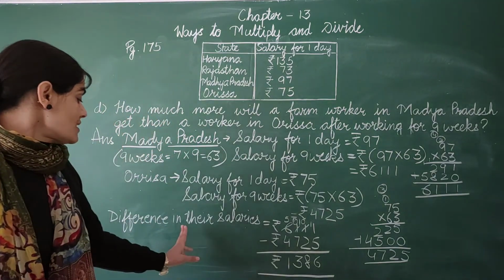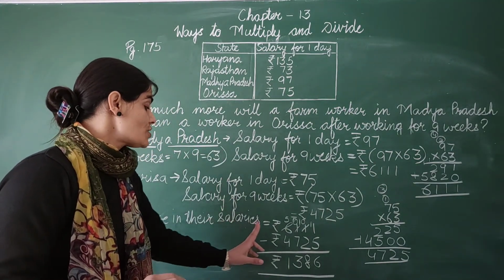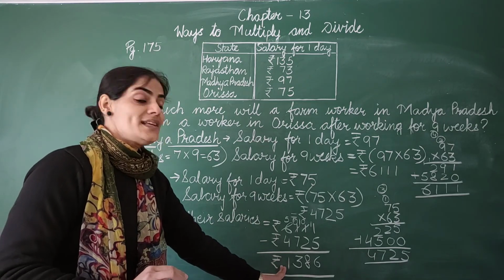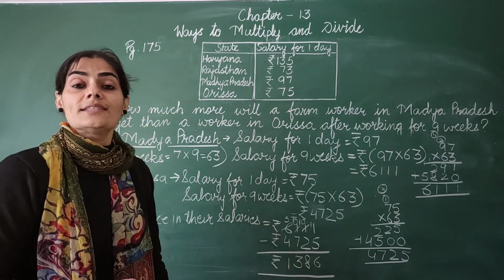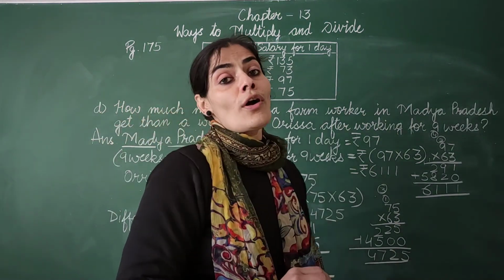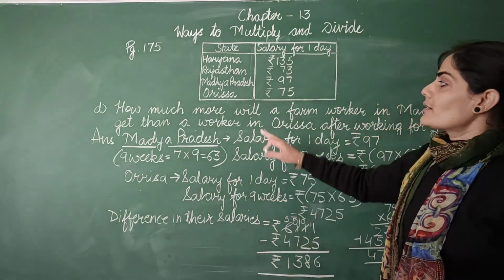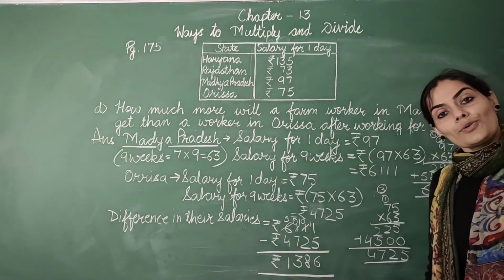So the difference in the salaries of the farm workers in Madhya Pradesh and Odisha is rupees 1,386. That means the condition of workers in Madhya Pradesh is far better than the condition of workers in Odisha.